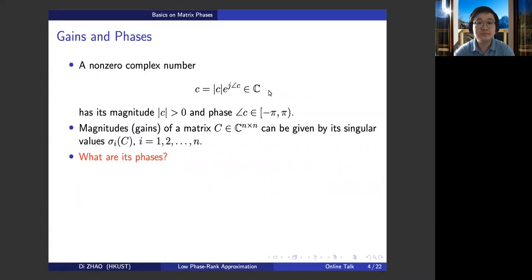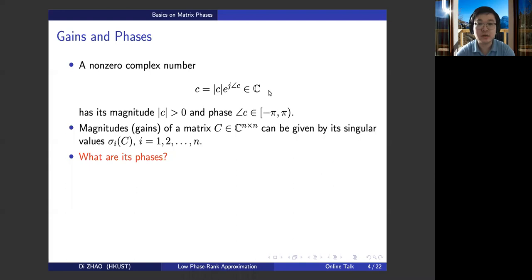So what is the matrix phase? We start with a scalar. We consider a non-zero complex number, C. It usually can be written in the polar form, that is C equals its magnitude times e to the power of j angle of C. Since it's non-zero, its magnitude is greater than 0, and its phase is just in a 2 pi interval.